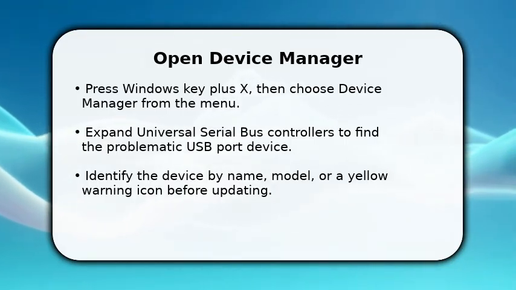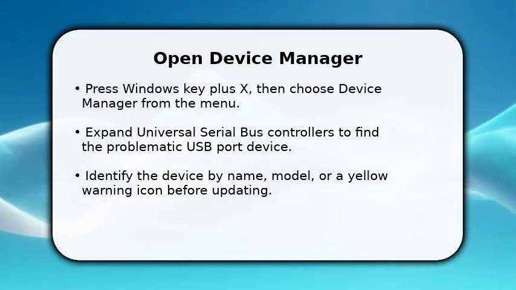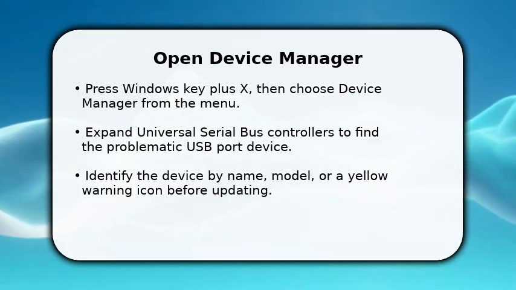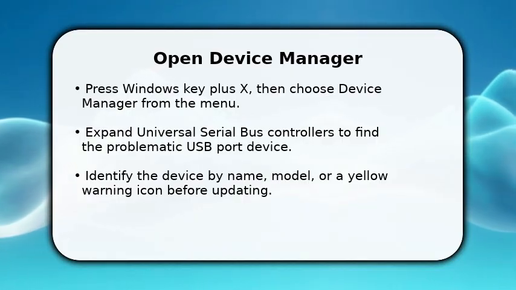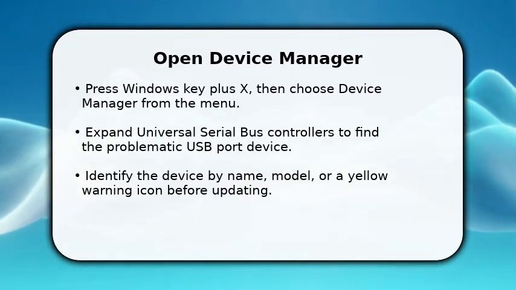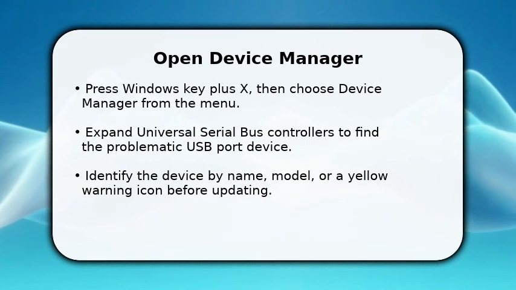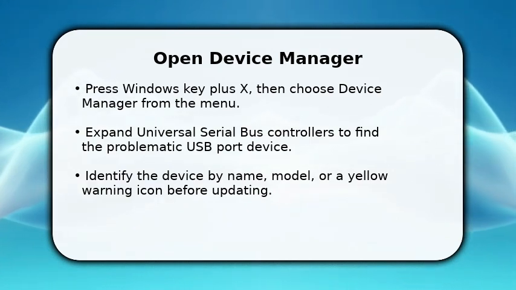Look for names like USB Root Hub, USB Host Controller, or the specific USB 3.0 controller. Identify the device by name, model, or a yellow warning icon before updating. Note the device label so you can match drivers from the manufacturer if needed later.